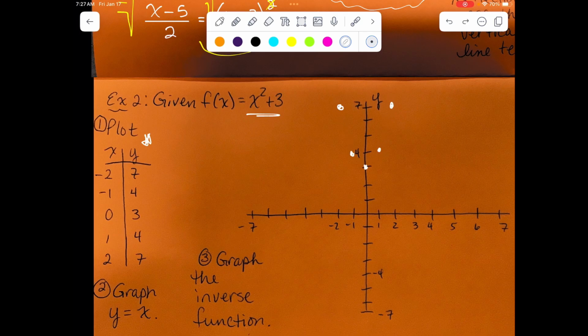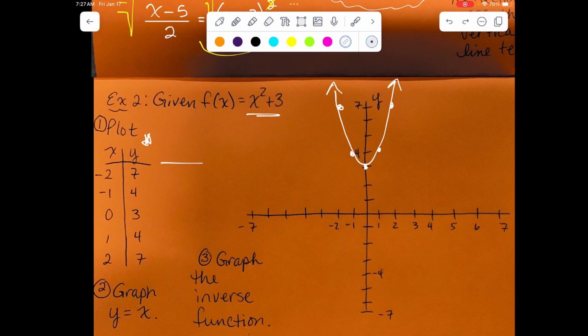Let's try that again. There we go. Now if I were to draw vertical lines through this, you will see here that each one of those vertical lines that I draw passes the vertical line test because it only touches the graph once. That quadratic is a function. So we want to find the inverse.